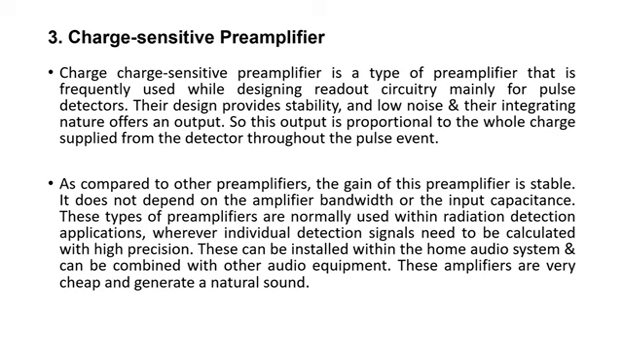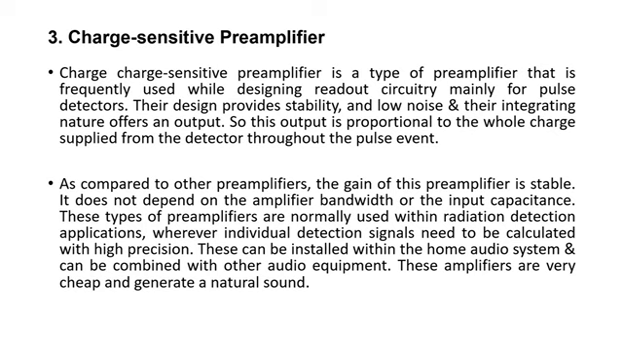We have seen the parasitic capacitance preamplifier. Either you can have a current feedback amplifier or a negative series feedback amplifier. Compared to those preamplifiers, here the gain of the amplifier is very stable. It does not depend on the amplifier bandwidth or the input capacitance. These types of preamplifiers are normally used in radiation detection applications, where I'm using radiation detectors.